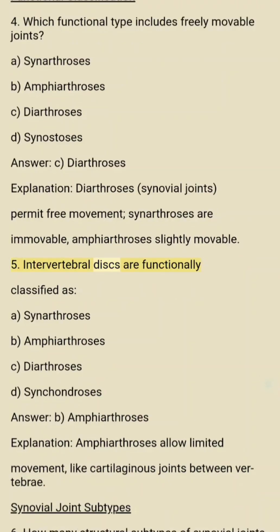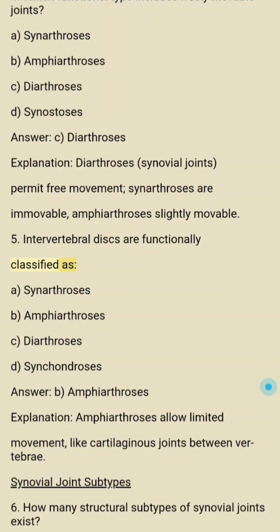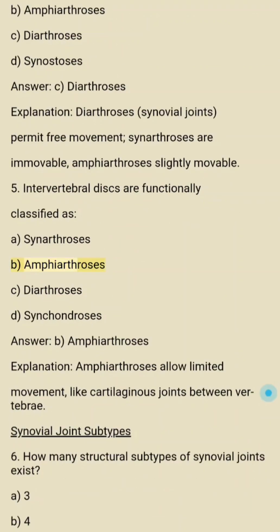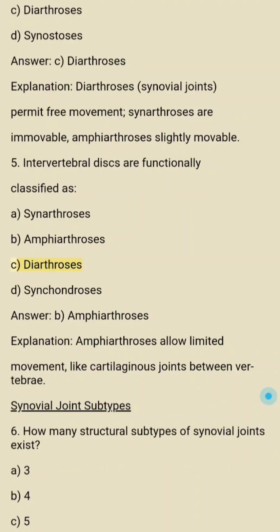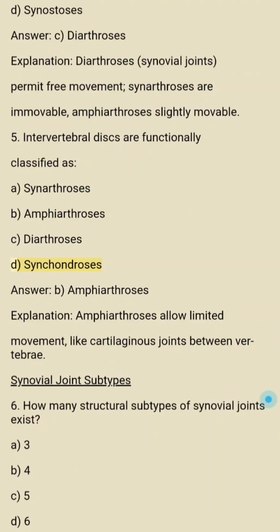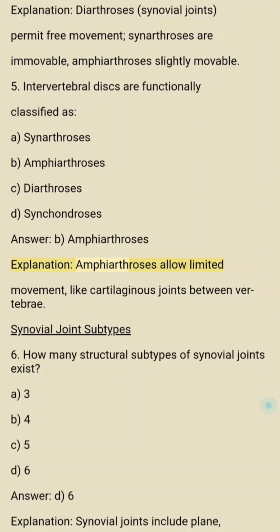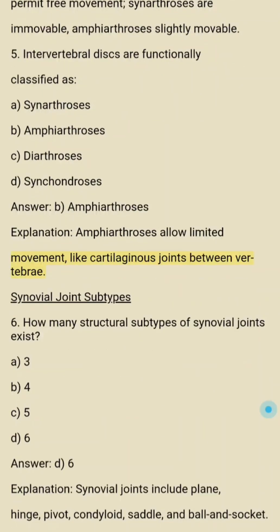5. Intervertebral discs are functionally classified as A. Synarthroses. B. Amphiarthroses. C. Diarthroses. D. Synchondroses. Answer. B. Amphiarthroses. Explanation. Amphiarthroses allow limited movement, like cartilaginous joints between vertebrae.